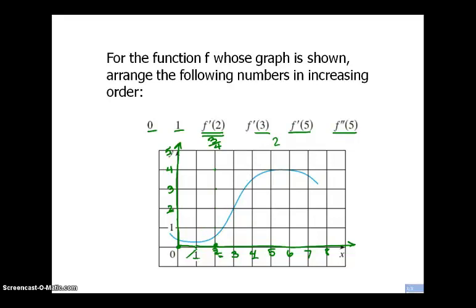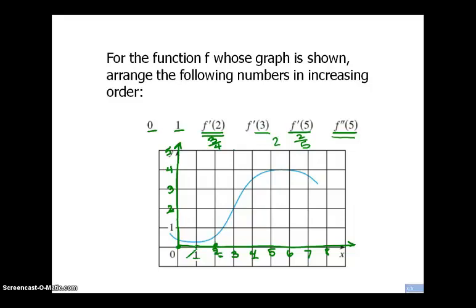So now let's find the slope at x equal 5. So here we are. This slope, I would say maybe there and there might be a good approximation. So this is a rise of 2 and a run of 1, 2, 3, 4, 5. So we'll call that 2/5. Okay, I don't have to be exact. All they asked me to do was to list all of these in increasing order. So that's good enough for me to tell what's increasing.